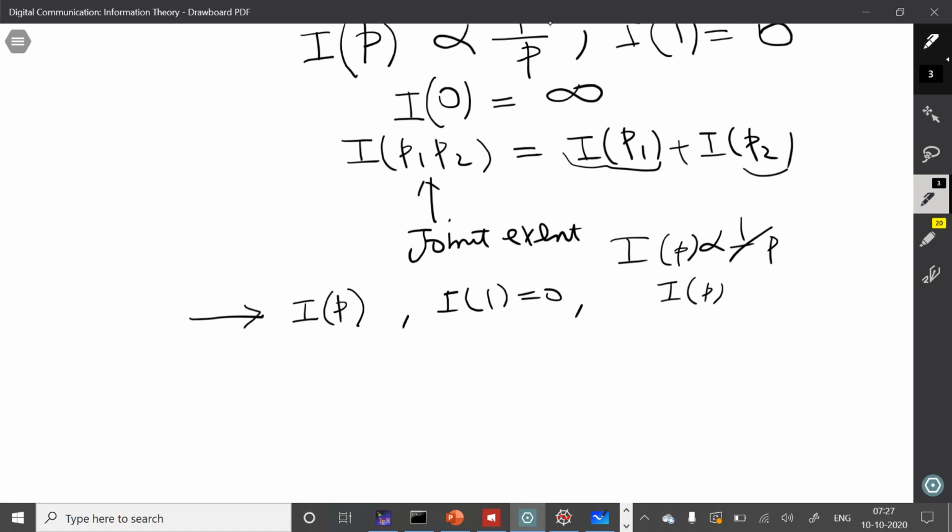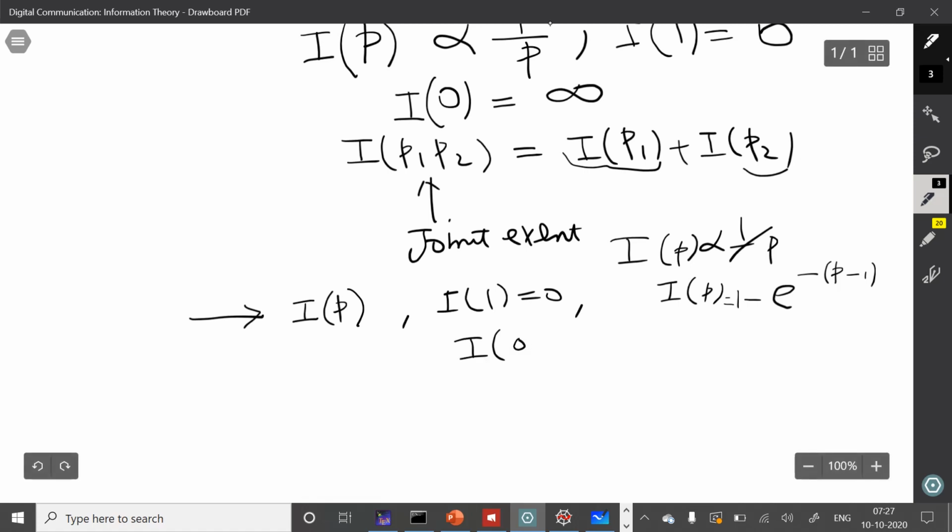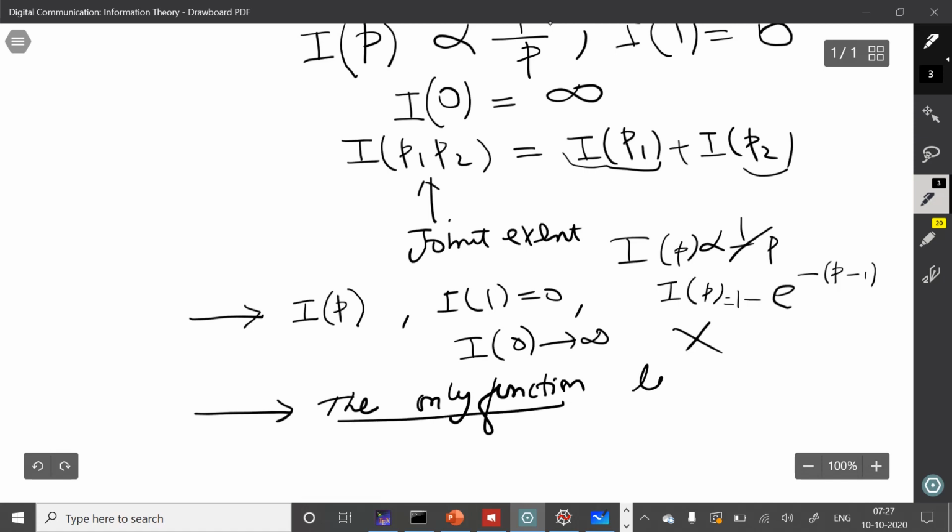Any guesses? So I can think of, suppose, e to the power minus, say, p minus 1. But again, no. Or maybe if I write 1 minus this. Okay, so for p equal to 1, it becomes 0. But then will it satisfy I of 0 to be infinity? No. So you can try a lot of functions. The only function which satisfies such properties is the log function.